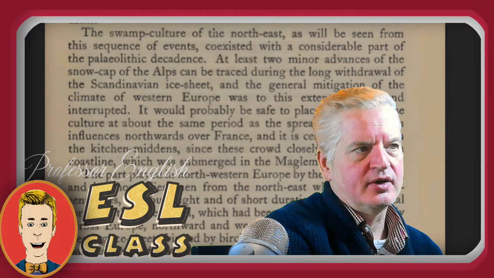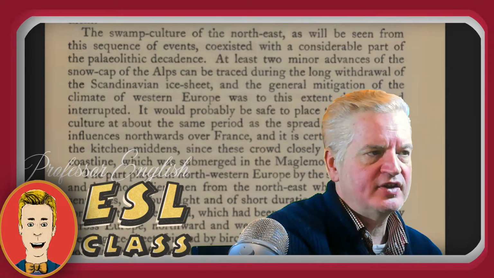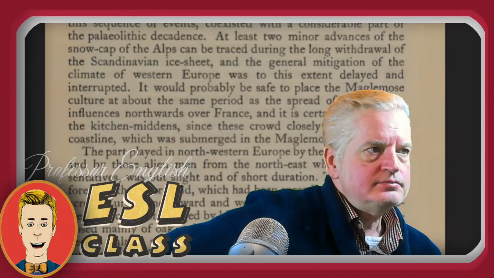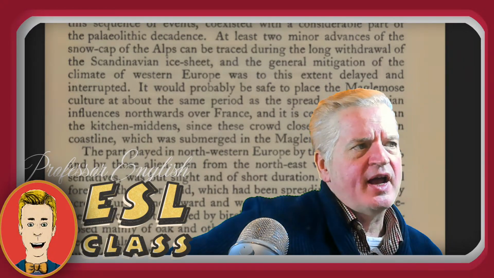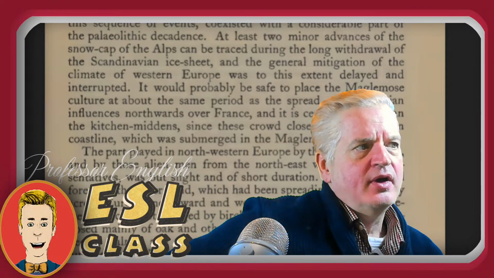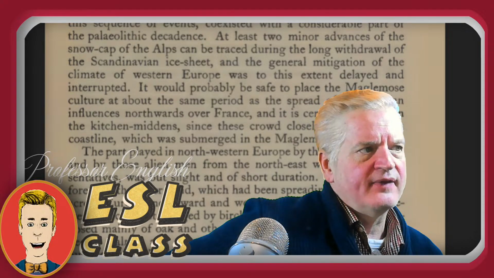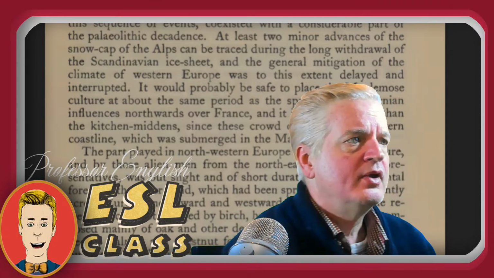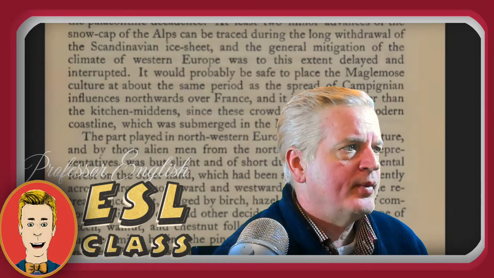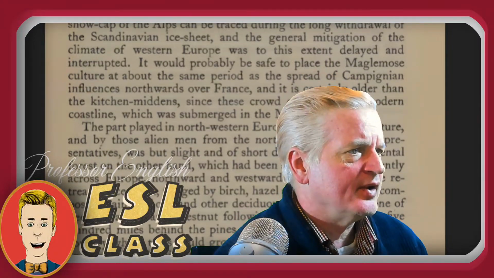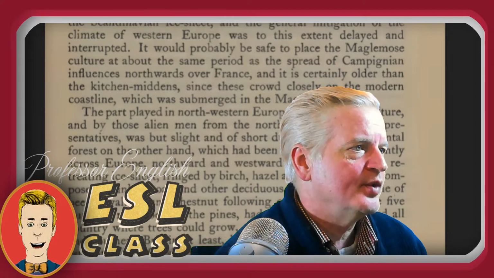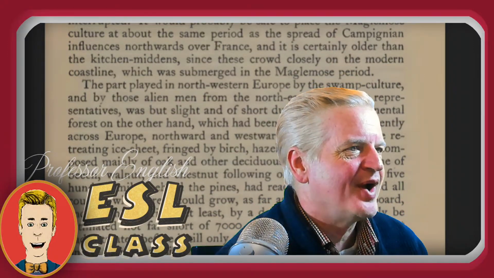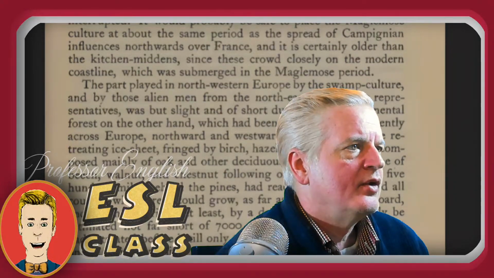The swamp culture of the Northeast, as will be seen from this sequence of events, coexisted with a considerable part of the Paleolithic decadence. At least two minor advances of the snow cap of the Alps can be traced during a long withdrawal of the Scandinavian ice sheet, and the general mitigation of the climate of Western Europe was to this extent delayed and interrupted. It would probably be safe to place the Maglemose culture at about the same period as the spread of the Campignan influences northwards over France. It is certainly older than the kitchen middens, since these crowd closely on the modern coastline, which was submerged in the Maglemose period.